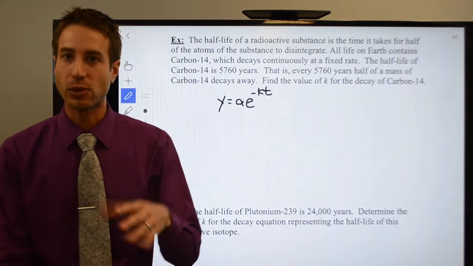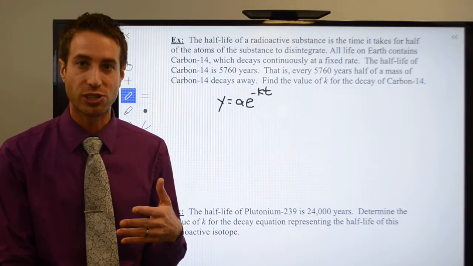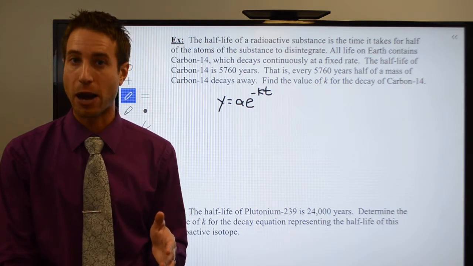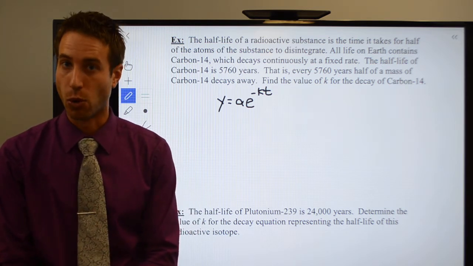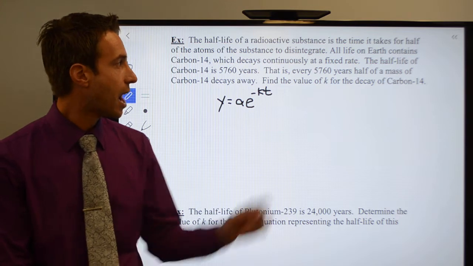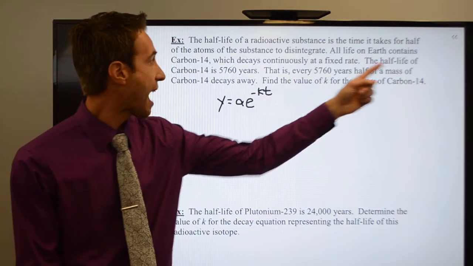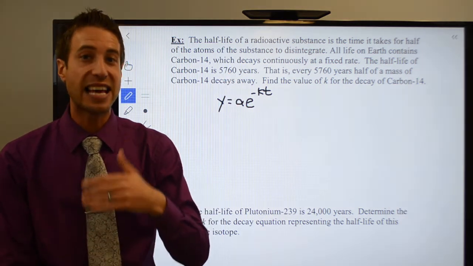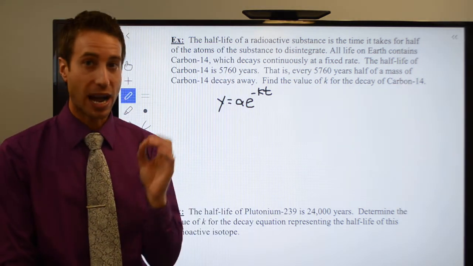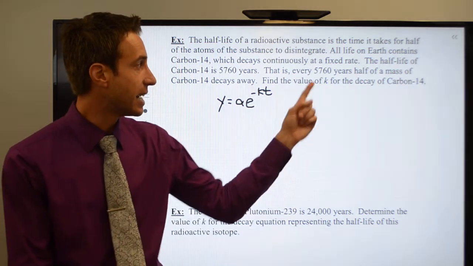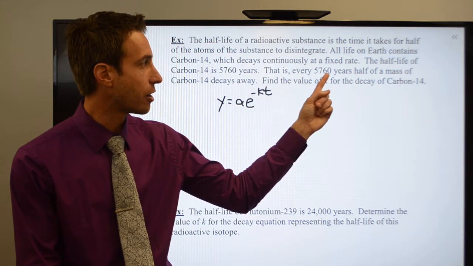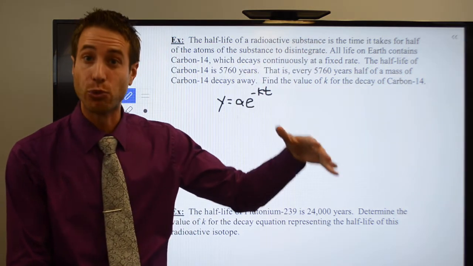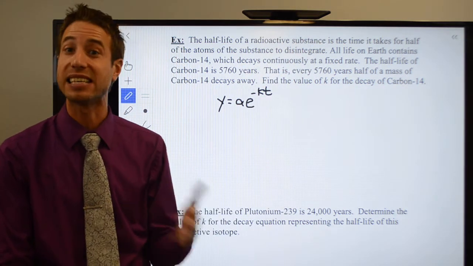Now you may notice while reading the problem that I did not give you an initial or a final amount. That's because you don't need one. Think about it for a second. I tell you the half-life of carbon-14 is 5,760 years. I then spell it out for you: after 5,760 years, half the original mass has decayed.